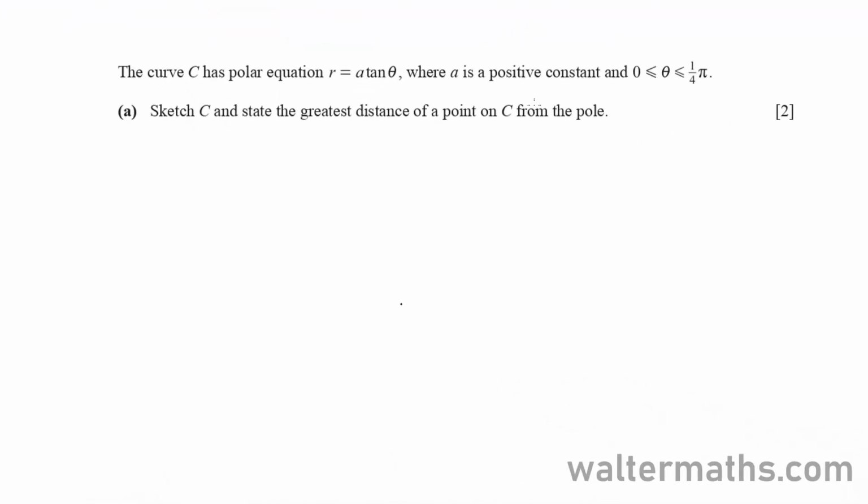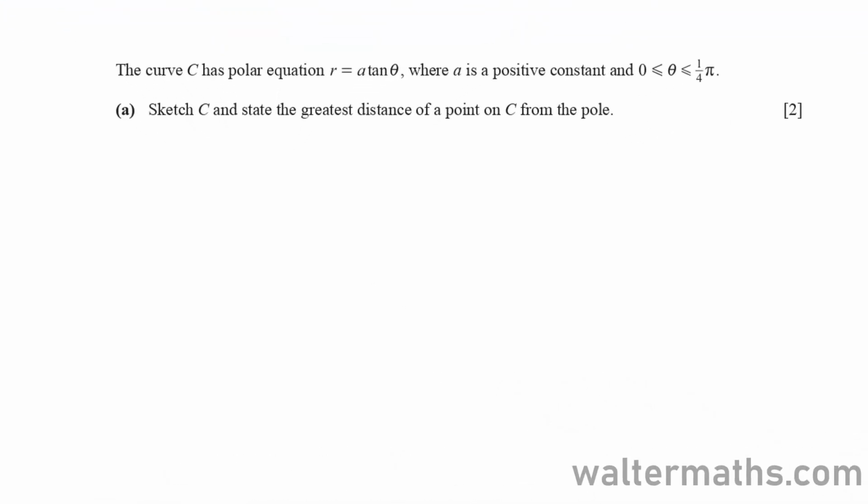Question 5. The curve C has polar equation r is equal to a tan theta, where a is a positive constant and theta ranges between 0 and a quarter pi. In part A, sketch C and state the greatest distance of a point on C from the pole.